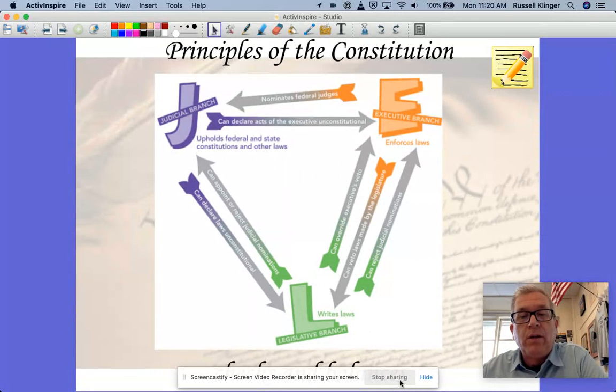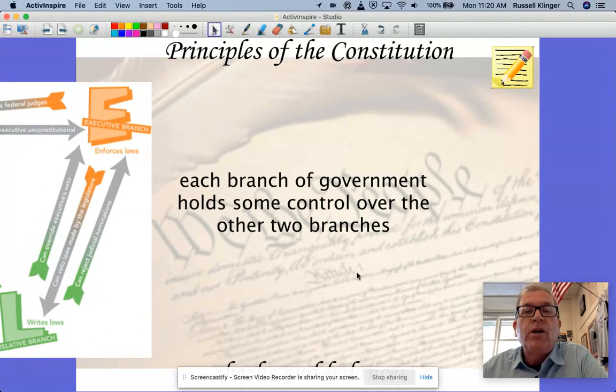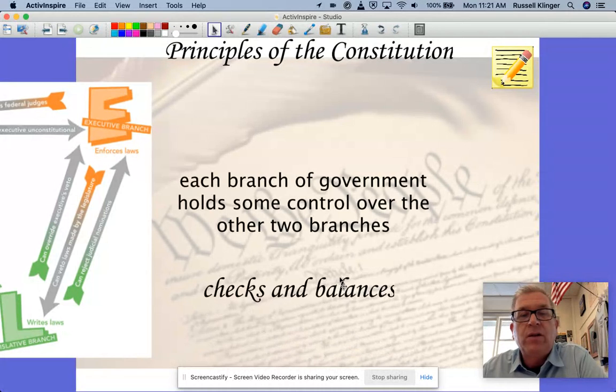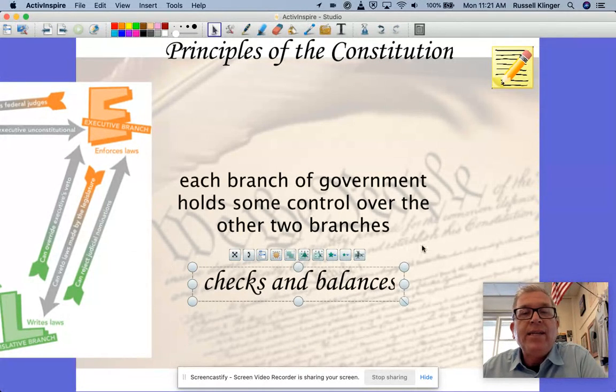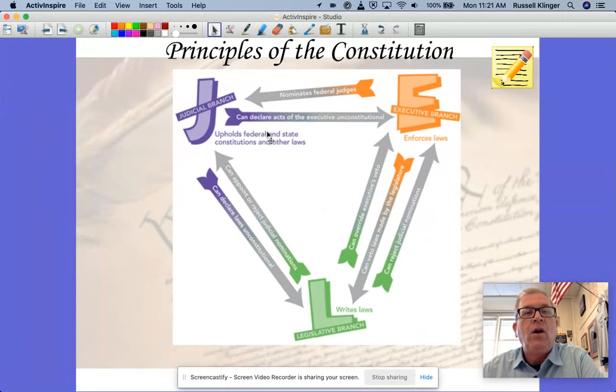Another principle is this idea that each branch of government holds some control over the other branches. This is a principle that's called checks and balances. So it's kind of hard to see it down here, so let's pull it up a little bit. But it's this idea that no one branch of government that we'll talk about should have more power or less than the other. And in fact, one branch should be able to check on the other, like look over the other branch's shoulder to ensure that it's doing what it's supposed to do. And if it's not, should have a balance to that.